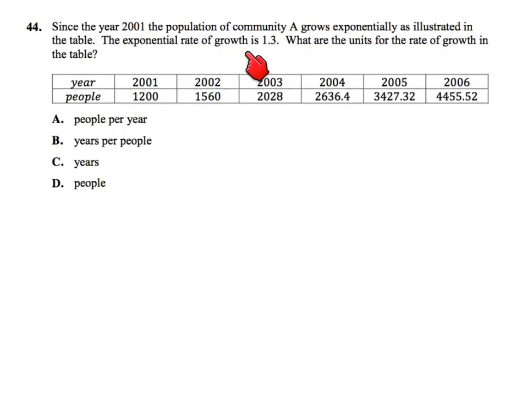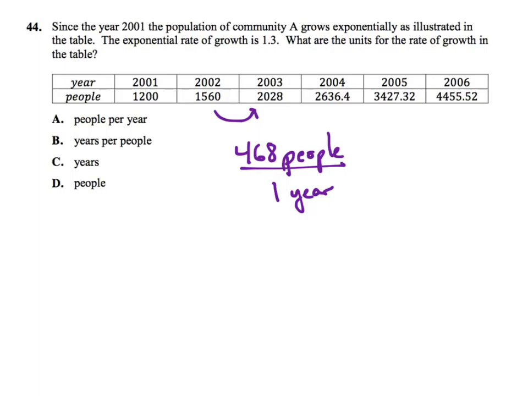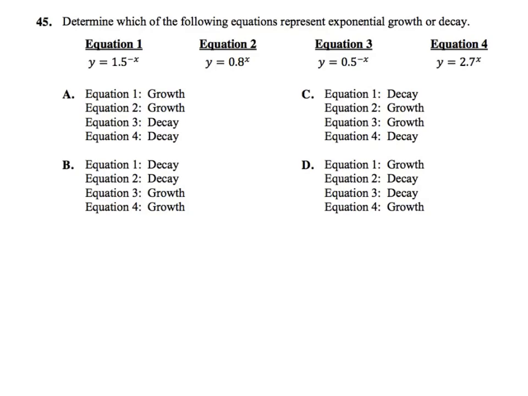The exponential rate of growth is 1.3, so each time it's being multiplied by 1.3. What are the units for the rate of growth in the table? All right, so we actually don't care about the exponential growth. What we're saying is that when it's going up, how do we talk about that? Well, we would talk about it by people per year, right? So this year it went up that many people per year. So clearly our answer is A. Nice and easy. No practice for that one.